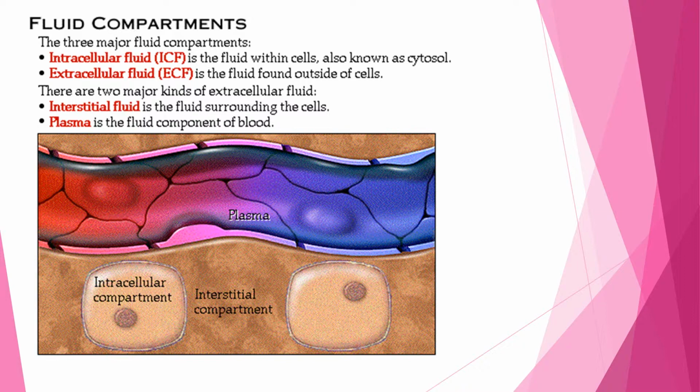Fluid balance is closely linked to and affected by electrolyte concentrations. Water in all spaces is exchanged continually while maintaining constant fluid volume. Total body water makes up approximately 60% of total body weight in the average adult.